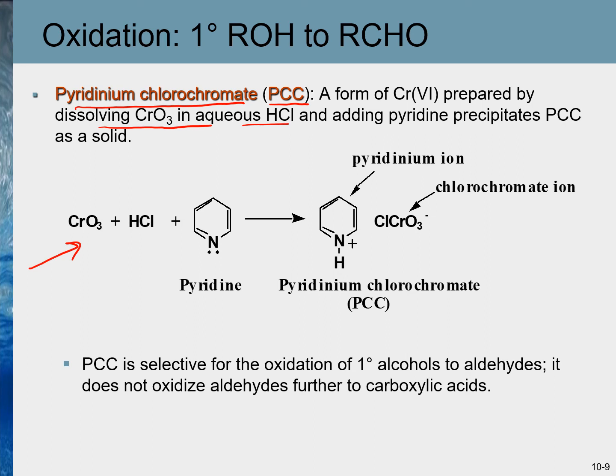PCC oxidations are carried out in aprotic solvents, and the most common solvent used for PCC is dichloromethane. PCC is a selective oxidizing agent, and in case of primary alcohols, it will oxidize them to aldehyde. It will not oxidize them all the way to carboxylic acid. So if we want to stop the oxidation of primary alcohols at the first step, then PCC is the reagent of choice.